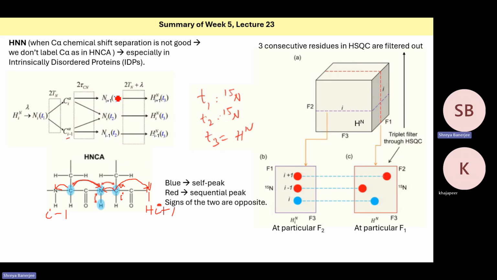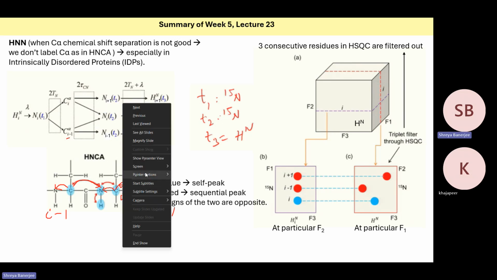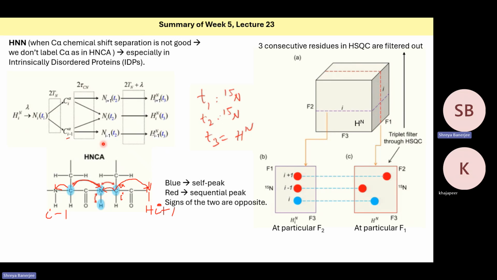Then from the N, so now you have amide nitrogens of I plus 1 and I minus 1, and that forms your T2. So T2, or the second frequency axis, is also 15N. And you are detecting three consecutive residues, I plus 1, I and I minus 1.